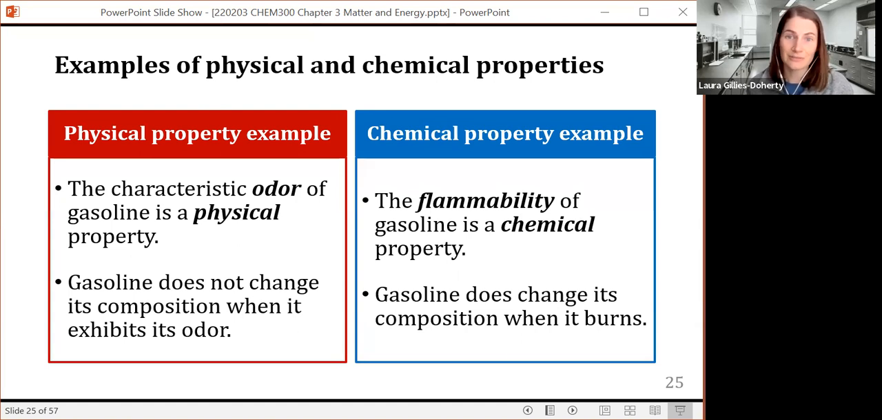An example of a chemical property is flammability. The flammability of gasoline is a chemical property of gasoline. Gasoline changes its composition when it burns. You start out with gasoline, you combust it, it turns into carbon dioxide and water.